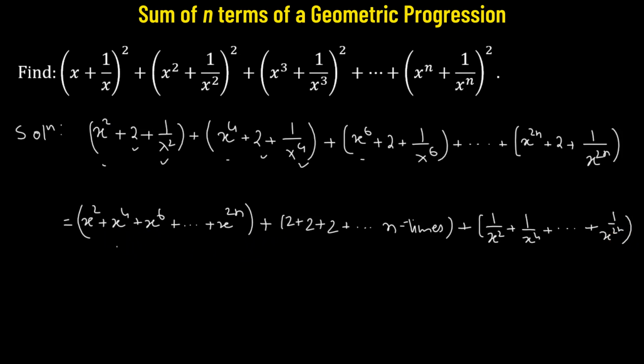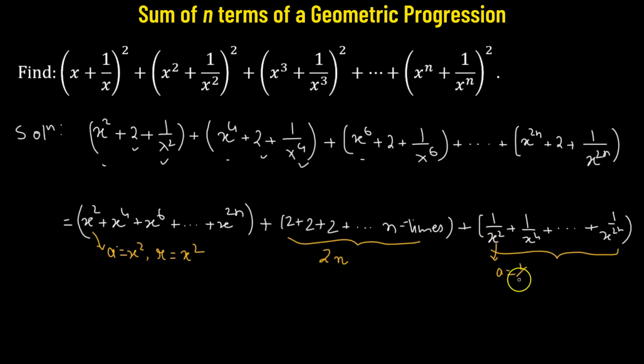For the first sum, our first term is x squared. The common ratio r is going to be equal to x raised to the power of 4 divided by x squared, so it's going to be x squared. Coming to the second one, this is a geometric progression, but we can simplify its sum. It's 2 added to itself n number of times, so it's going to be 2 times n. Then coming to the third sum, here the first term is 1 over x squared, and the common ratio is 1 over x raised to the power of 4 divided by 1 over x squared. So this is going to be 1 over x squared.